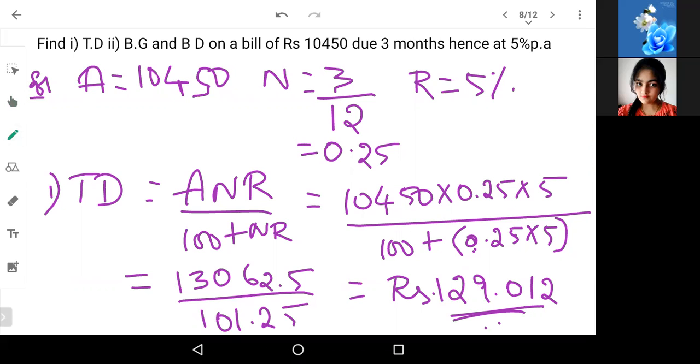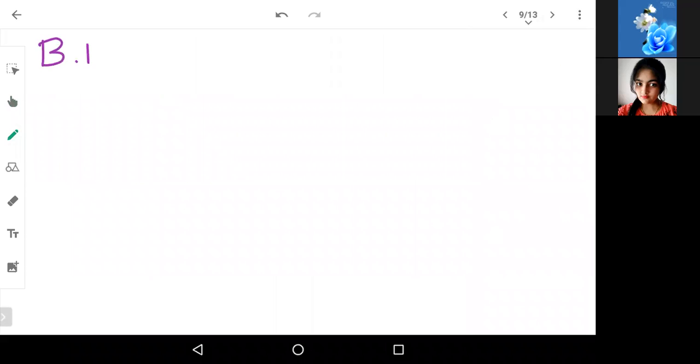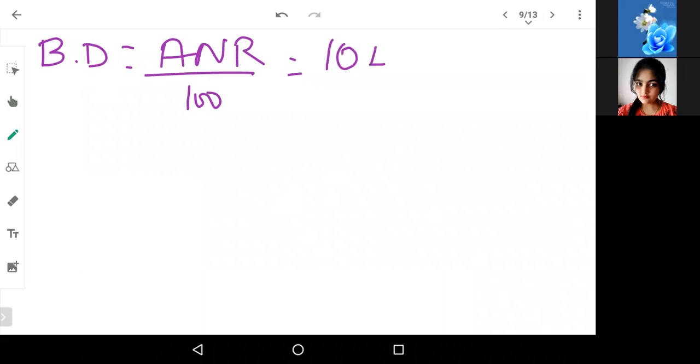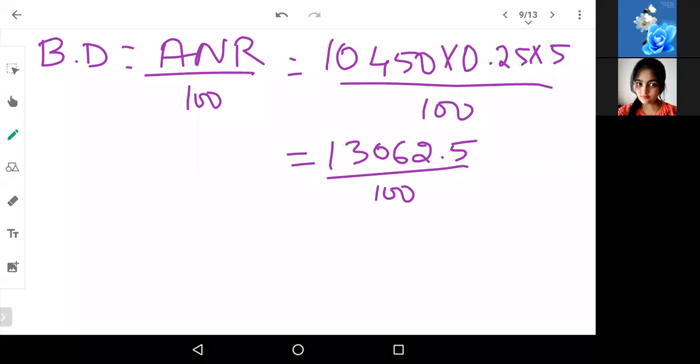Very good. Now calculate the banker's discount. What is the formula? A N R by 100. Same: 10,450 into 0.25 into 5% divided by 100. Okay, so here what do you have? 13,062.5 divided by 100. So you get rupees 130.625.